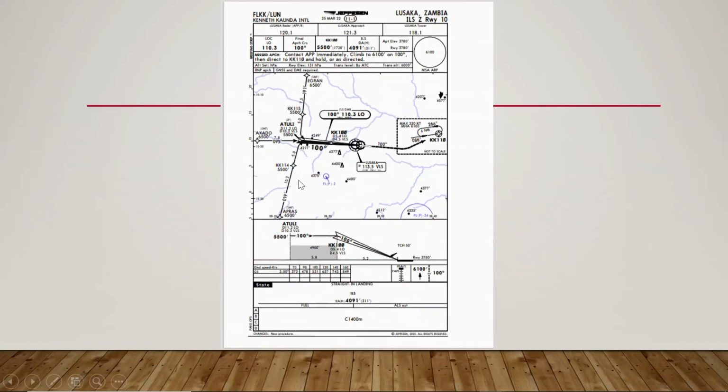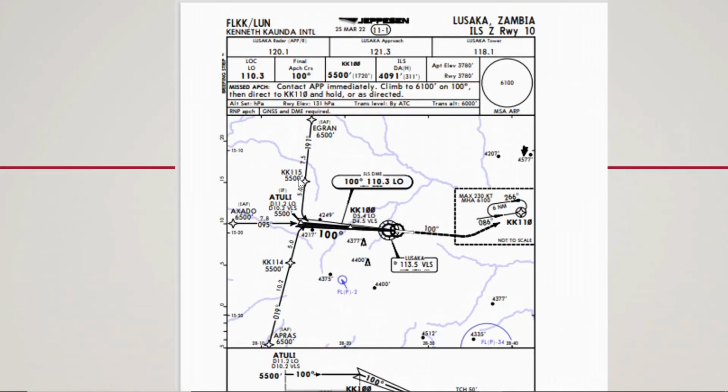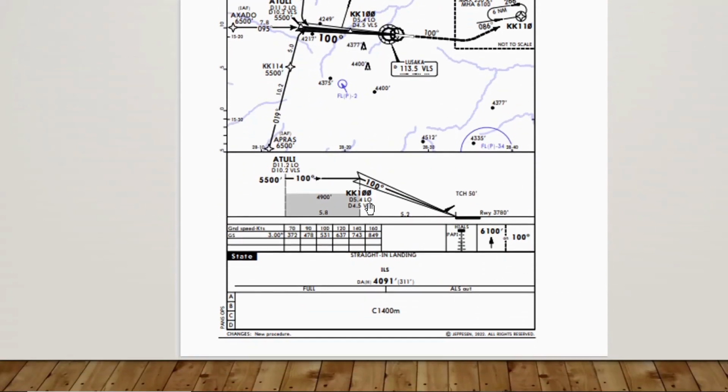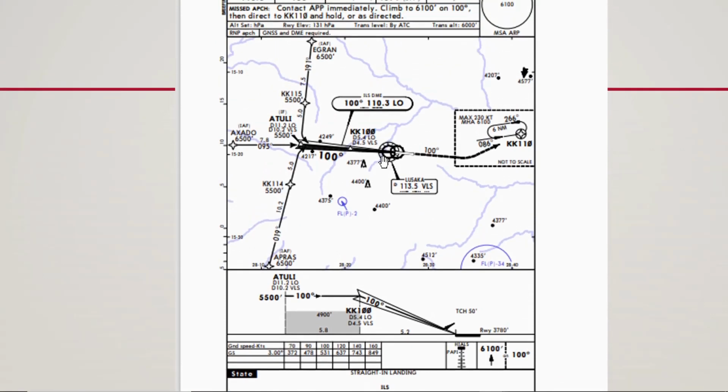So here we are with the ILS approach plate for Lusaka's Kenneth Kaunda International Airport, and this is the plan view and this is the profile view. If you can see the difference, this fan here and this fan here are different in length, simply because this fan here is for the localizer intercept, and you intercept the localizer at a point called Atuli on this particular approach, and you intercept the glide slope at a point called Kilo 100.